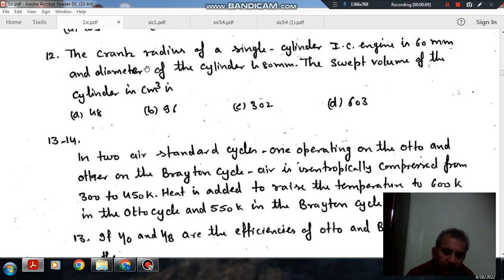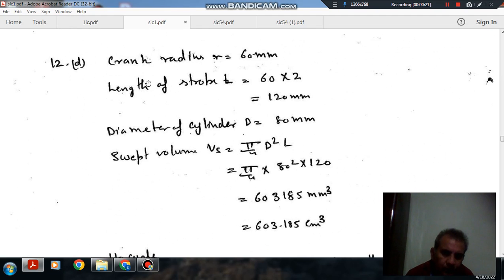Question number 12: the crank radius of a single cylinder IC engine is 60 mm and the diameter of the cylinder is 80 mm. The swept volume of the cylinder in cm³ is? So the crank radius is 60 mm, so the length of stroke will be double the crank radius. That will be 60 into 2, so it will be 120 mm.